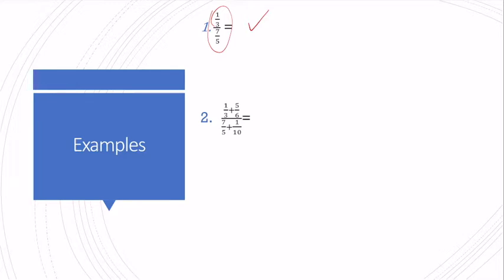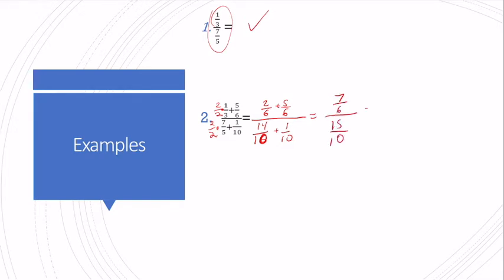I can rewrite 1/3 by multiplying it by 2/2, which is 1. That gives me 2/6 plus 5/6. Then my denominator, I have 7/5 plus 1/10. To make 7/5 look like tenths, I'm going to multiply it by 2/2. So I get 14 tenths plus 1/10. So I now have 7/6 over 15 tenths.